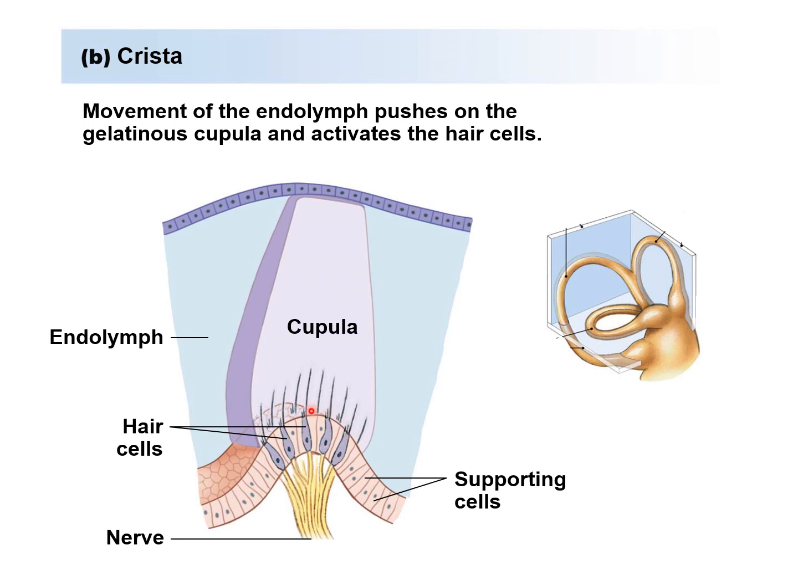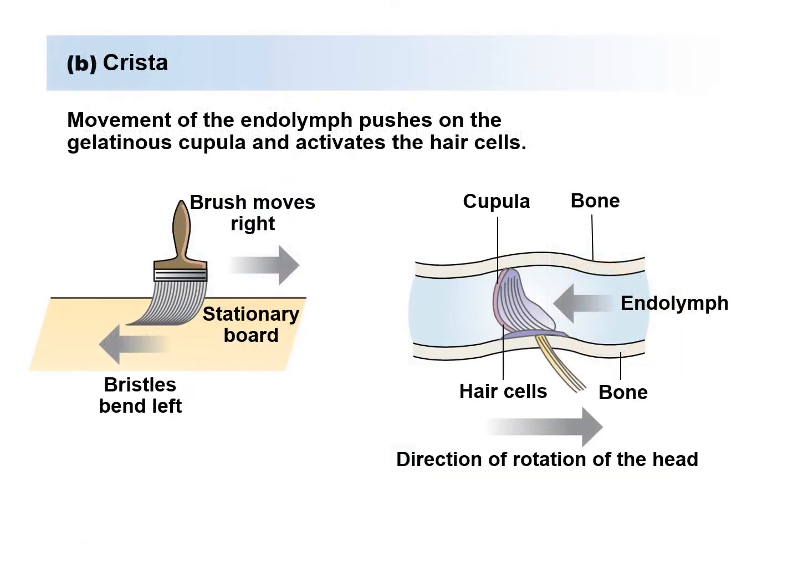that have stereocilia. These hair cells are in these supporting cells, and then they have sort of this gelatinous material that sort of surrounds them. And what happens is that the fluid in here moves, and that causes deflection of the hair cells. The book uses this brush moving against a stationary board. If the brush moves right, the hair cells deflect left, and so forth. And that's what's going on.